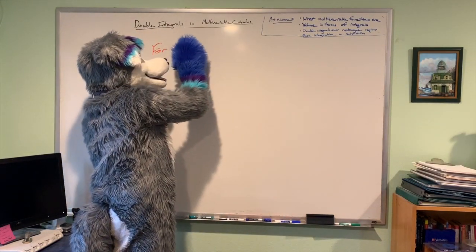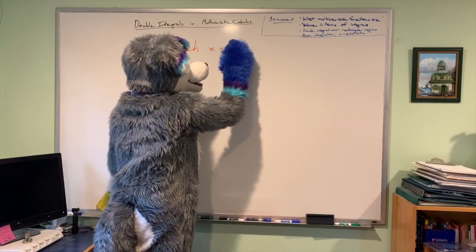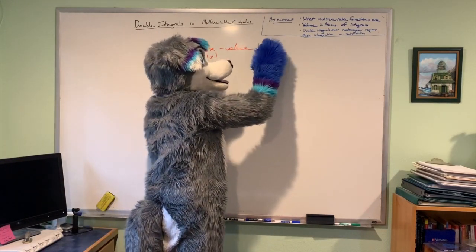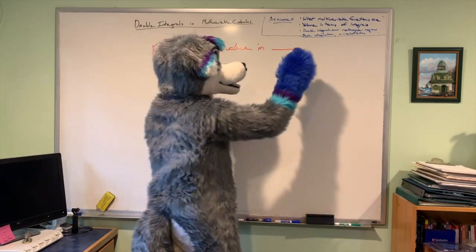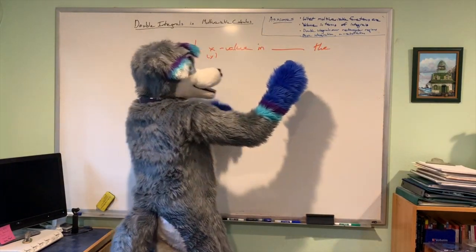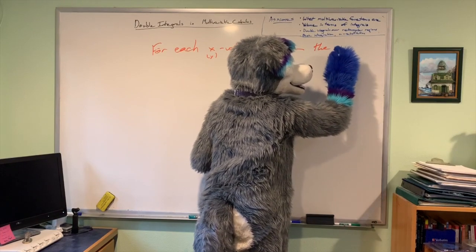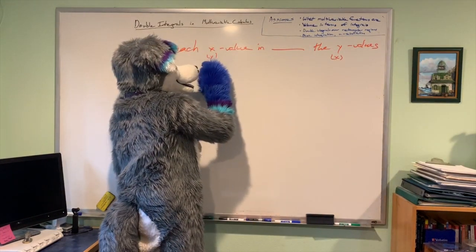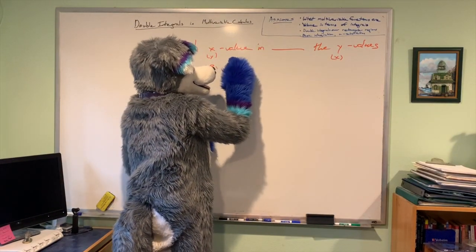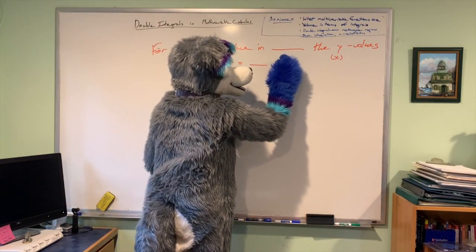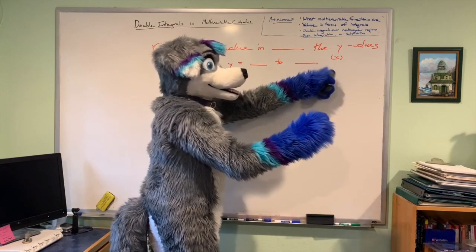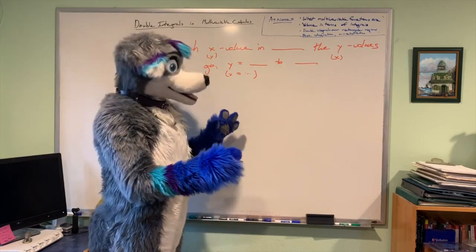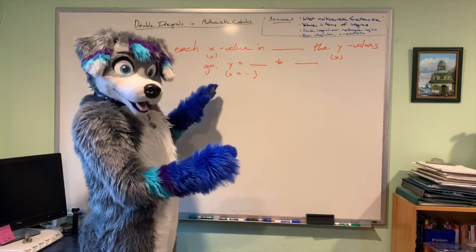For each x value, or maybe it's a y value, in a certain interval, the other variable, y, or maybe x, values go, that letter, y, equals something to something, or if you're talking about x values, x equals. So I want to write down an example of this.